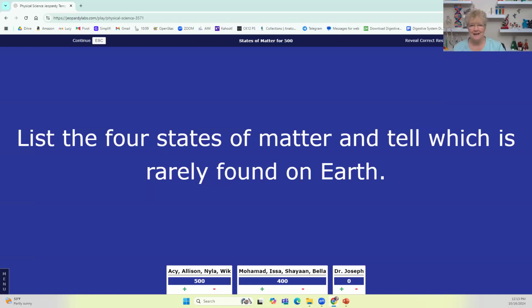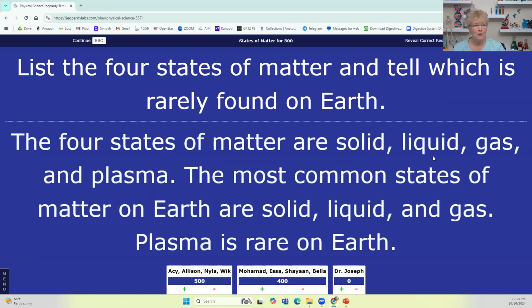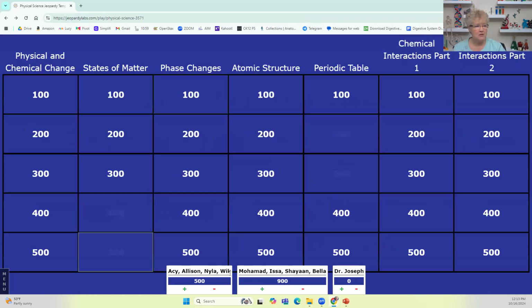All right, Cheyenne typed the answer. Liquid, solid, plasma, gas, plasma is rare on Earth. You got it. That's the correct answer. The most common states of matter on Earth are solid, liquid, and gas. All right, so that was Cheyenne. Now we are back to Nyla.